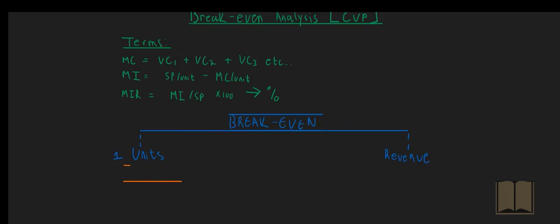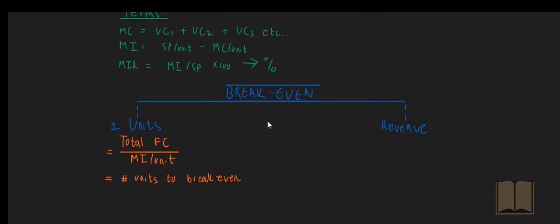Now let's have a look at an example. There's two ways in which you can calculate break-even. The first way is in units, and the calculation is total fixed cost divided by your marginal income per unit. Remember, your marginal income is your selling price minus your marginal cost. So you've already covered all your variable costs. You just need to cover your fixed costs. So this will tell you the number of units that you need to sell in order to break even. And it's the total fixed cost divided by the marginal income per unit.